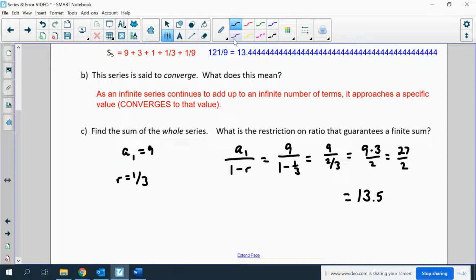And we know that this works. The restriction on the ratio that guarantees that it's a finite sum is that the absolute value of r in this case is less than 1, so we know that we're going to get a finite sum. So that means that this infinite series converges, and it converges to a specific value.